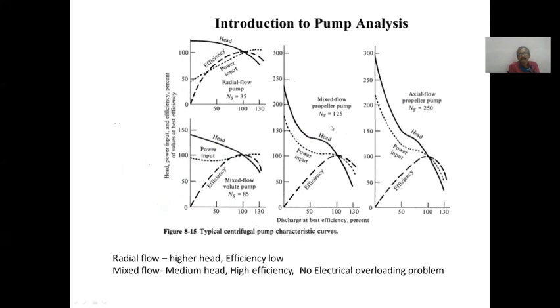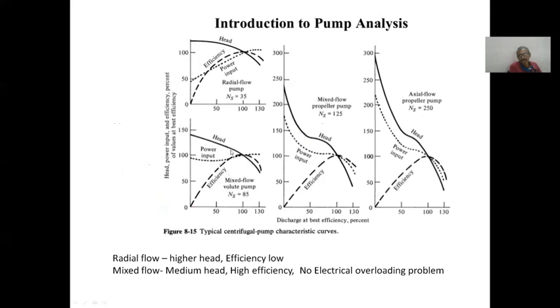So this image shows typical characteristics of different types of impellers. This is for radial flow. I already discussed it in the previous slide, and this is for mixed flow, and this is for mixed flow propeller pump, axial flow. Propeller pump and axial pumps are synonymously used. If you look at the mixed flow pump, two important things you can notice here. The head curve drops steeply. You see, it drops steeply.